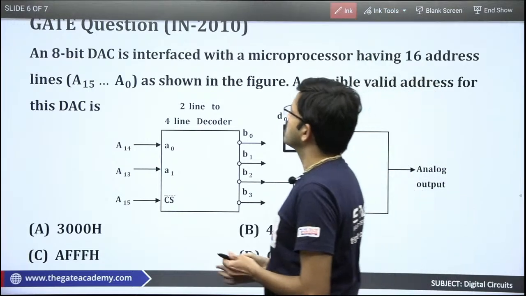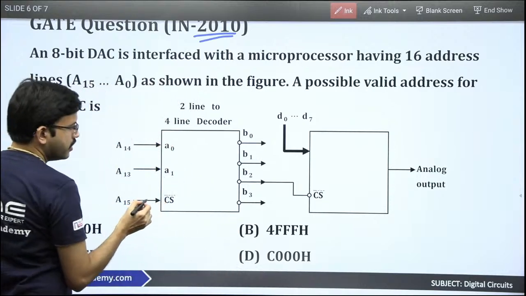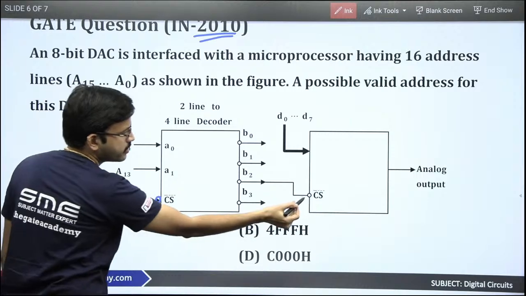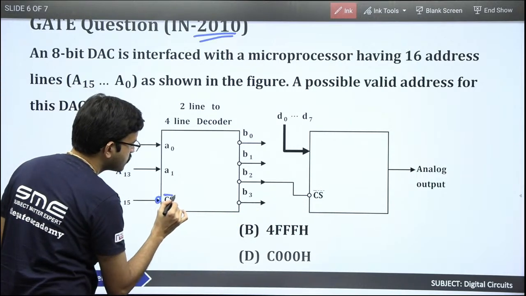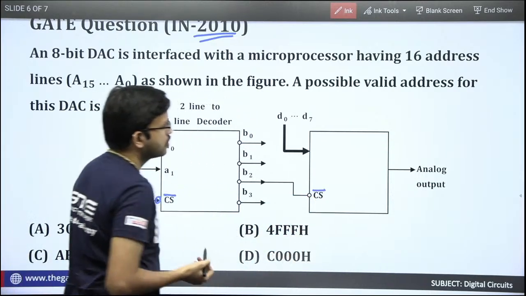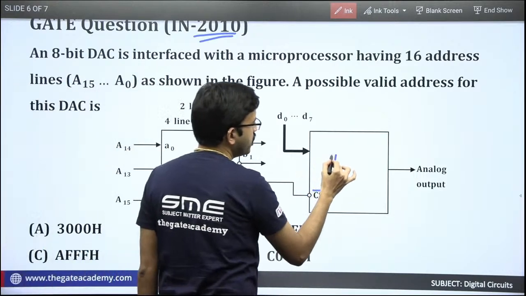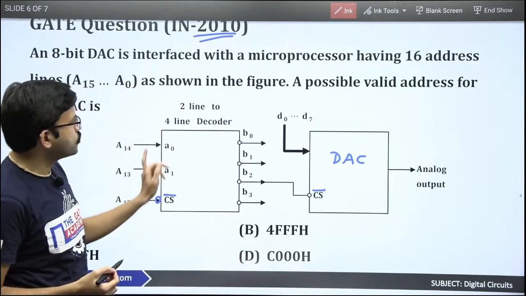Yeah. This is the question asked in GATE Instrumentation 2010. Here there is a bubble, just like here. Here you are having a bubble, right? This is the CS bar. CS bar. See, this is a digital to analog converter. This is a 2 to 4 decoder.